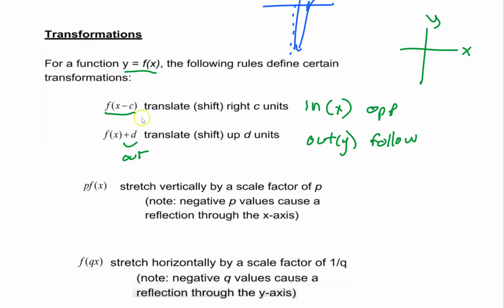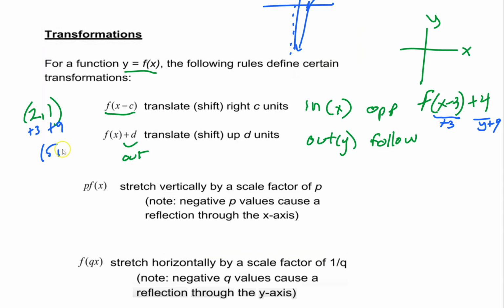And again, it also works for a point. So let's say I give you a point (2, 1), and I said, hey, we're going to do this to it. What you do is the same thing. You go, okay, inside opposite, so on my x, I'm going to go plus 3. So you get your point, you just add 3 to the x value. Outside is y, so on the y value, you're going to go plus 4 because you follow. And you get your new point, (5, 5). That's the way it works.